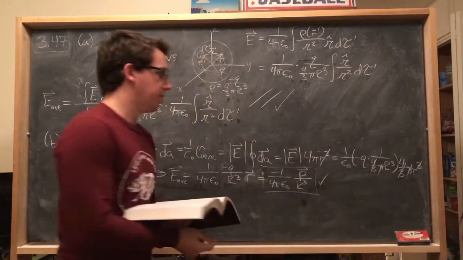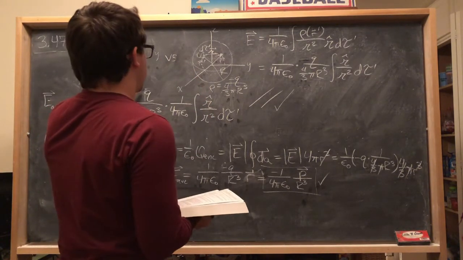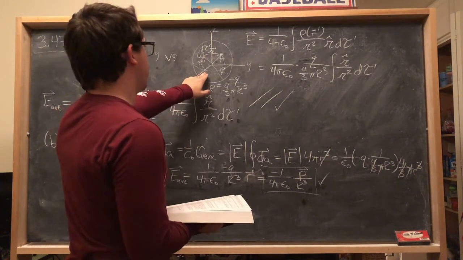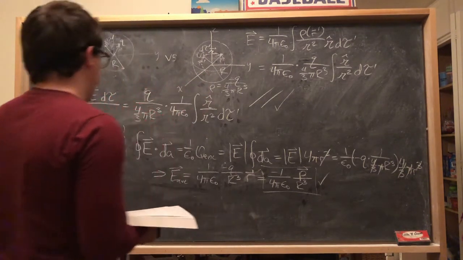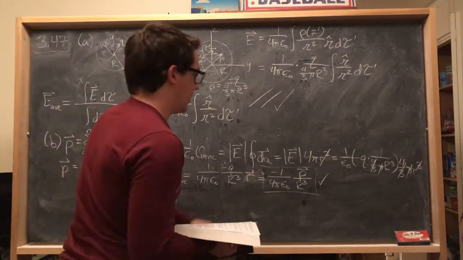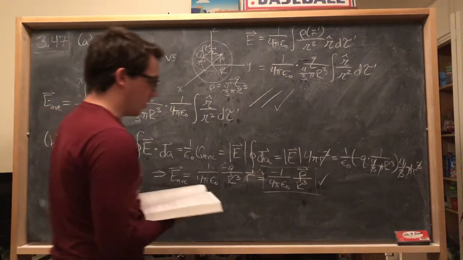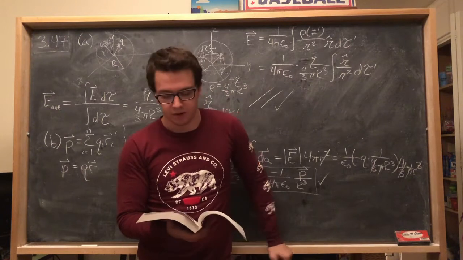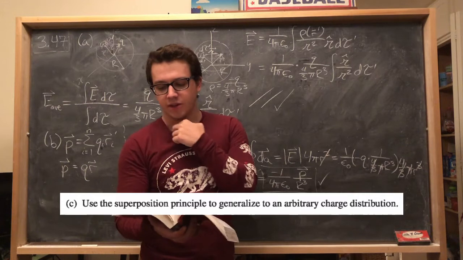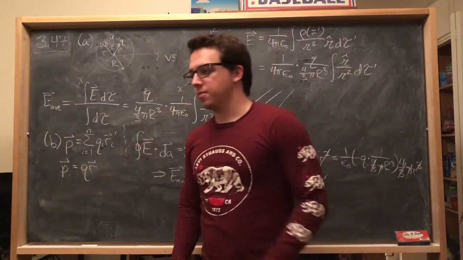So there we go. Using this fact that these two configurations are the same, we can use Gauss's law to easily compute this electric field, and then we'll put it in terms of the dipole moment of our point charge Q and get this value. So we've shown what Griffiths wants us to. However, the problem does keep going, because point C asks us to use the superposition principle to generalize to an arbitrary charge distribution. I don't have to write anything for this, I'll just explain it.